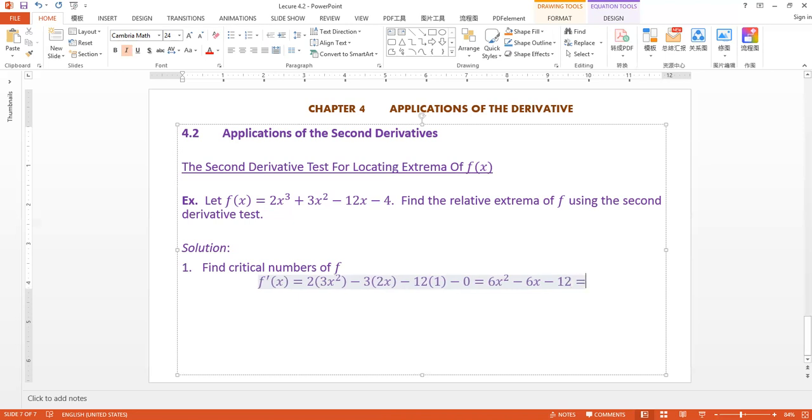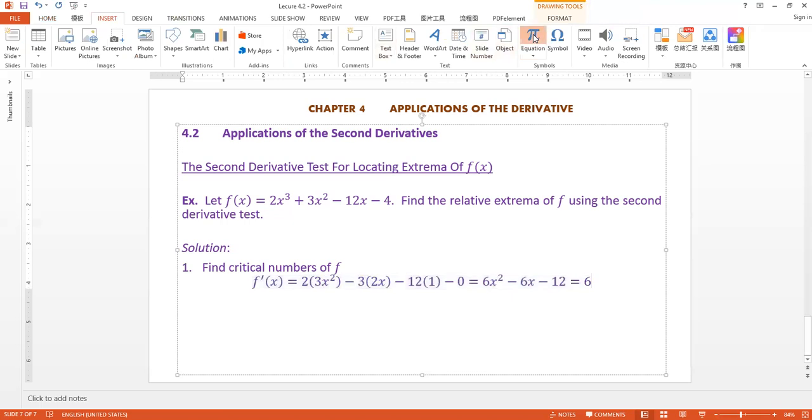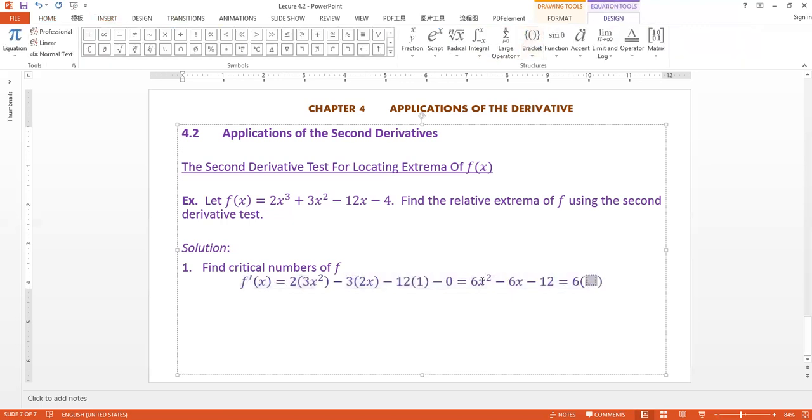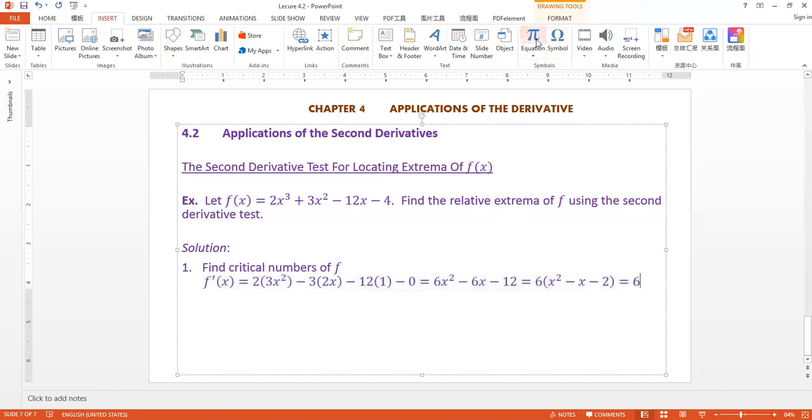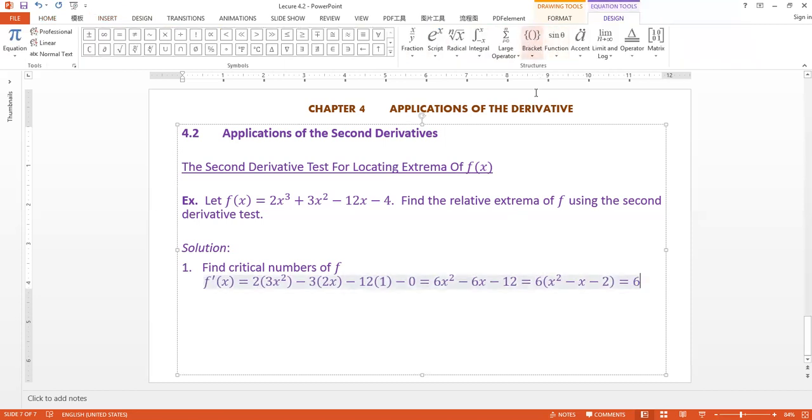So I'm going to factor out the f prime. Let's just factor out the 6 first, just like we did before in the example in the previous section. If you factor out 6 from the terms, we got x squared for the first term, minus x in the second term, and minus 2 in the third term. Then we can further factor x squared minus x minus 2 as 6 times x plus 1 times x minus 2, isn't it?